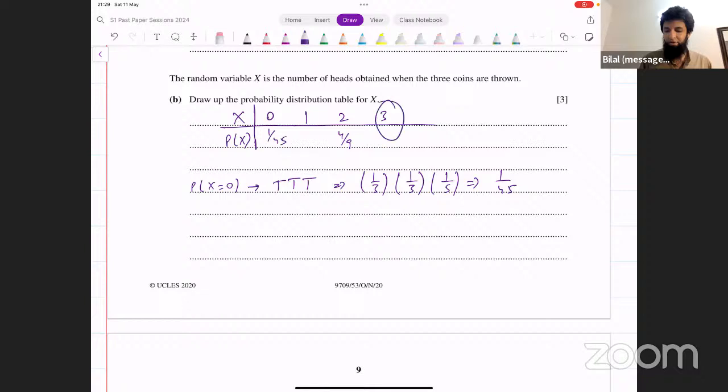And then the last one is going to be very simple as well, because that's all heads. If you're getting 3 heads, that means X equals 3. You have all heads. In that case as well, you don't have to consider different paths because there's only one path on the tree diagram that gives you heads and heads. What do you get from that? 2/3 into 2/3 into 4/5.